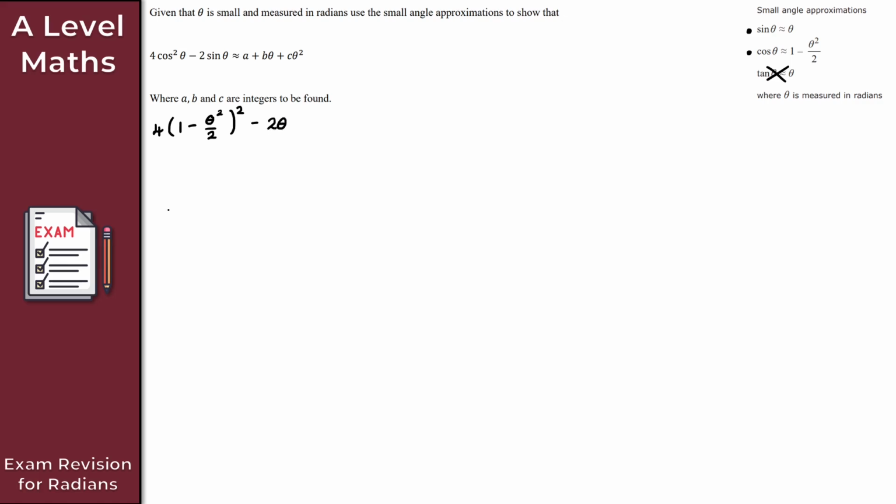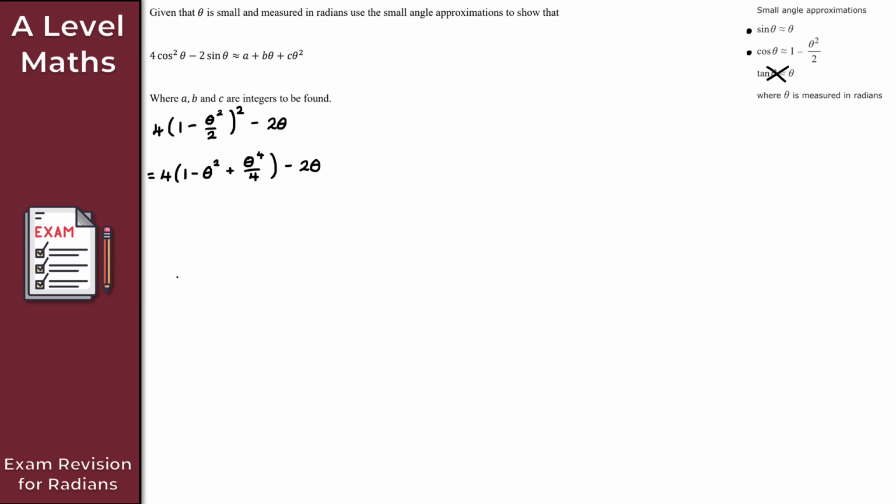Like so there. Okay. So what we now need to do here is expand these double brackets. And that should be pretty straightforward, right? We are doing A-level maths. So expanding these double brackets here, what do we get then? So we get 4 lots of the following. So I get 1 minus theta squared plus theta to the 4 over 4. And again, don't forget the minus 2 theta here. So minus 2 theta there.